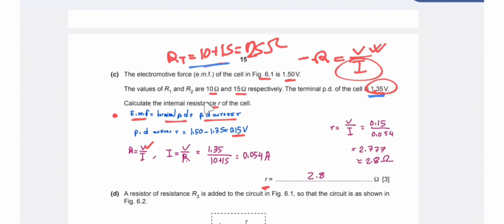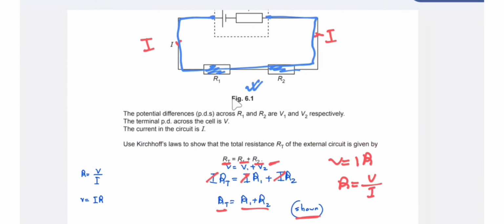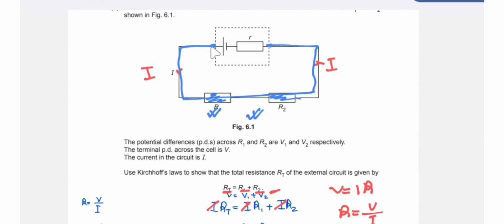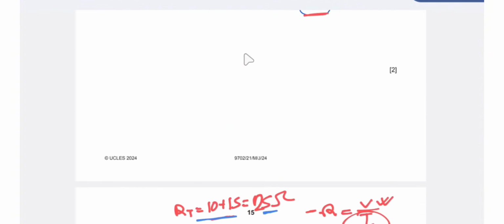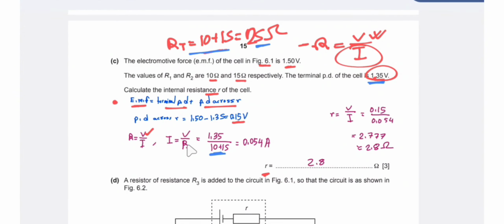So we know the total resistance across the terminals of the cell is 25, and we know the terminal potential difference is 1.35. By using this, we can calculate the value of current. Current is equal to voltage by resistance, so 1.35 divided by 25. The current that we get is 0.054 ampere.